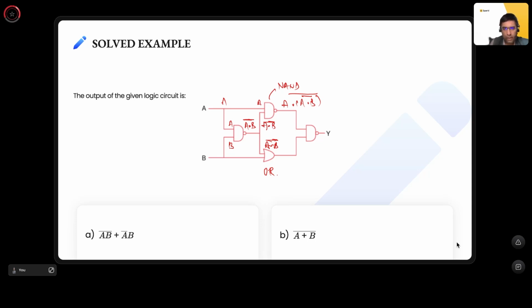And here the output will be A dot B bar, and here it is B plus B, and the output to all these things here will be the NAND of these two. So it's a NAND gate again. All right. Next question.